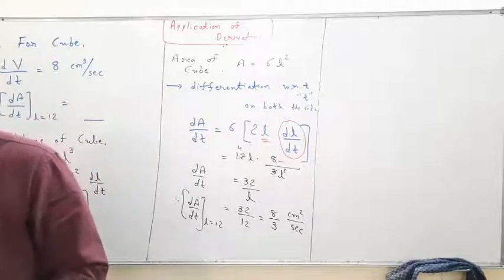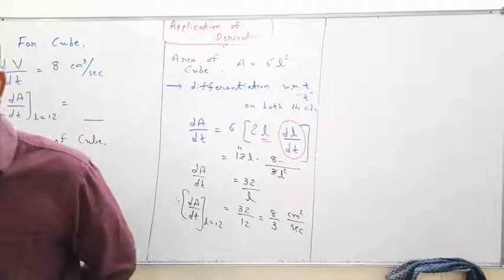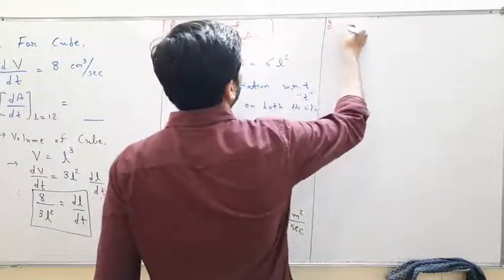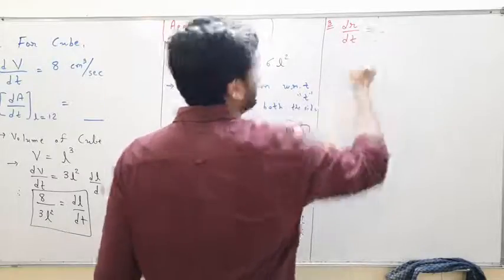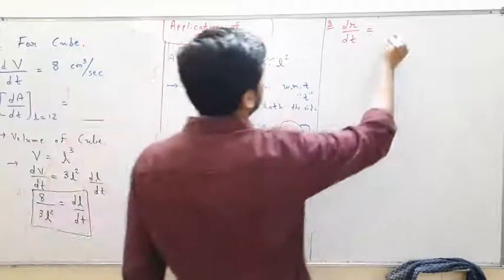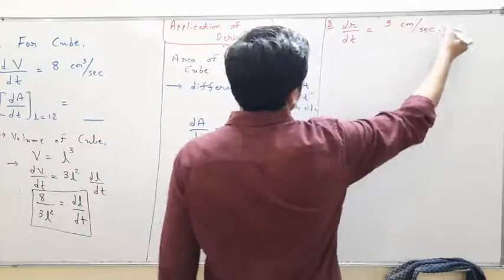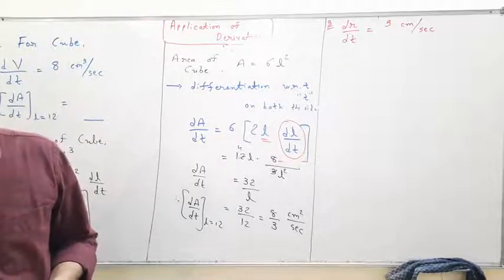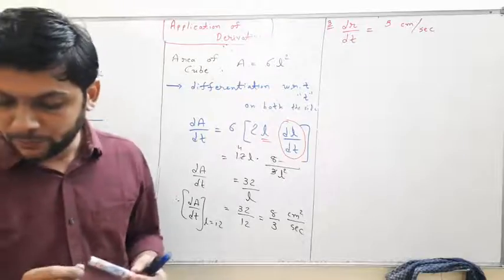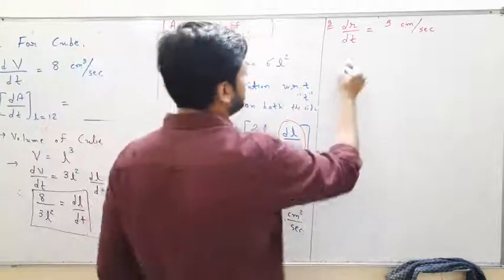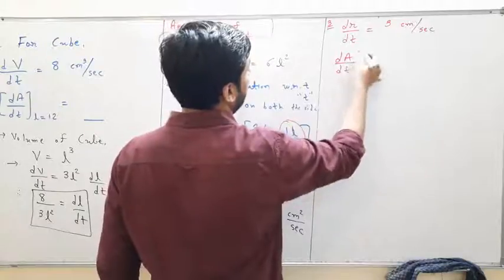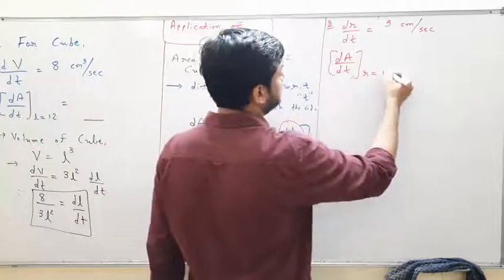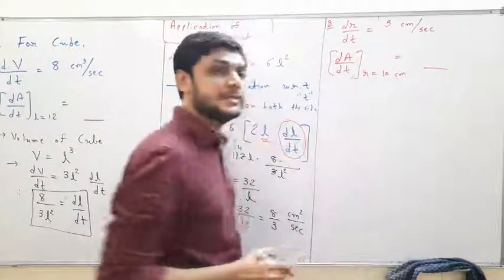Question number 3. The radius of a circle is increasing uniformly at the rate of 3 centimeter per second. Radius of circle is increasing, so it is given dr by dt, which is 3 centimeter per second. Find the rate at which the area of the circle is increasing when the radius is 10 centimeter. Here we have to find the rate at which the area of the circle is increasing, which means you have to find dA by dt when radius is 10 centimeter.